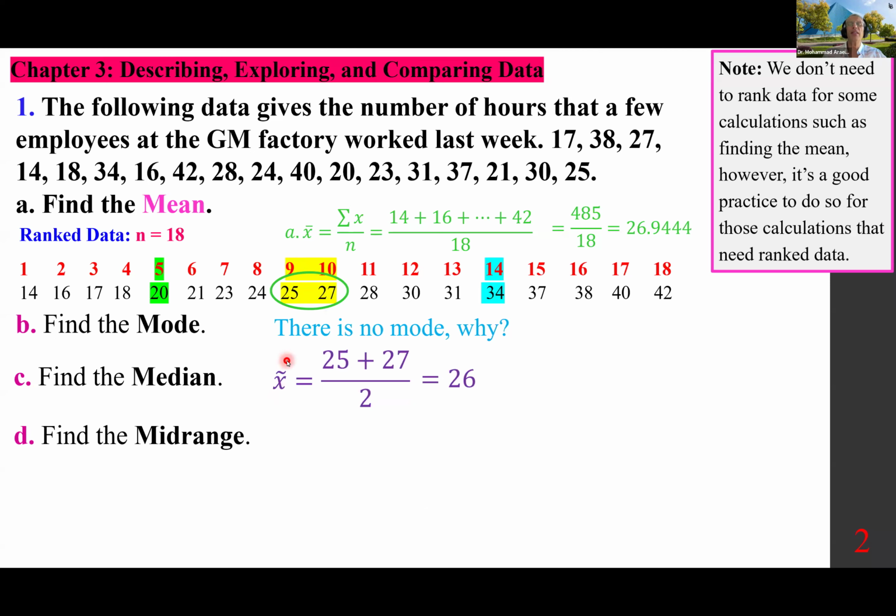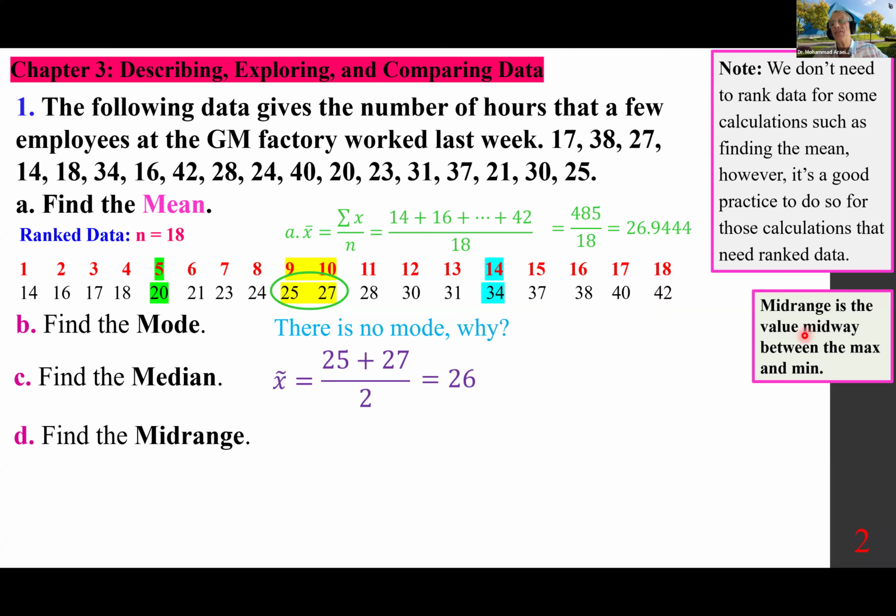Find the mid-range. By definition, mid-range is minimum and maximum, add them up, divide by 2. So mid-range is the value midway between the max and min, therefore has the formula add up the 2. And this is very important. If it wasn't ranked, we would make a mistake of thinking, for example, 17 is the minimum, 25 is the maximum. That's why you sort your data. So 14 and 42. In this case, the max is 42, the minimum is 14. Add them up, divide by 2. The answer is 28.